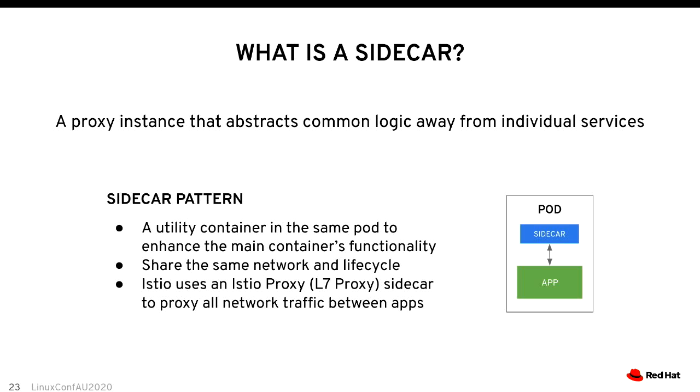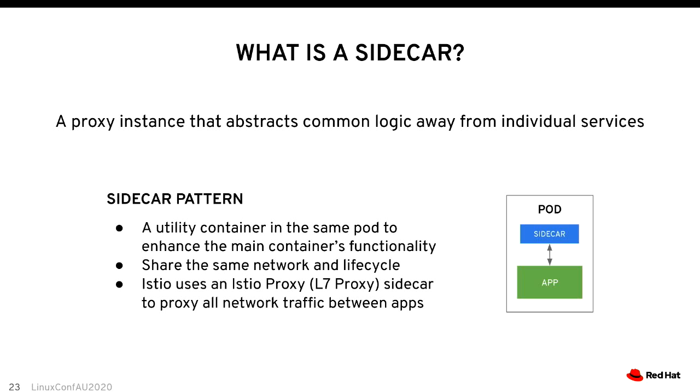So it is a utility container. You see the sidecar which is running as a container here, which will enhance the main container's functionality. Most important thing, it shares a lot of resources from the same container, like IP address, memory, CPU, and namespace, because it's part of the same pod.